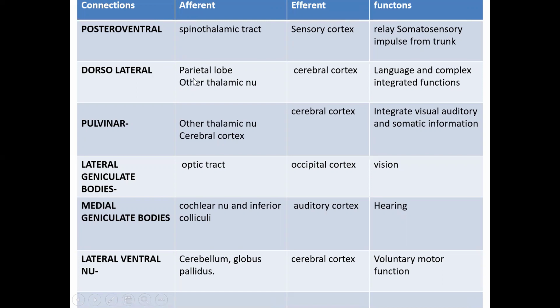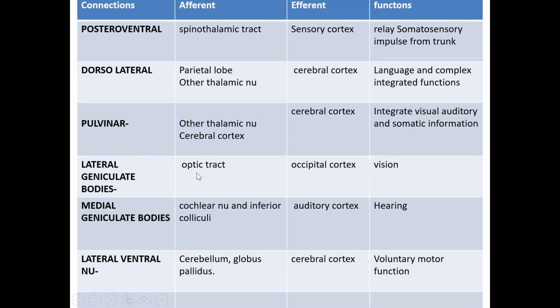Then the dorsolateral: the afferent is from the parietal lobe and other thalamic nuclei. Efferent is toward the cerebral cortex, and it is helpful for language and complex integrated functions. The pulvinar group of nuclei: the afferent is from the other thalamic nuclei and the cerebral cortex. Efferent is toward the cerebral cortex, and the main function is to integrate visual, auditory, and somatic information.